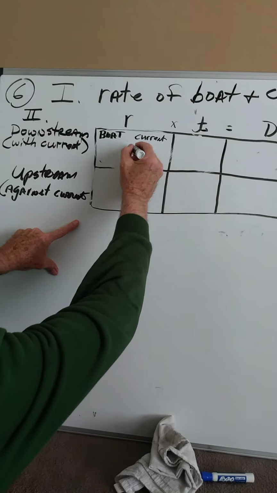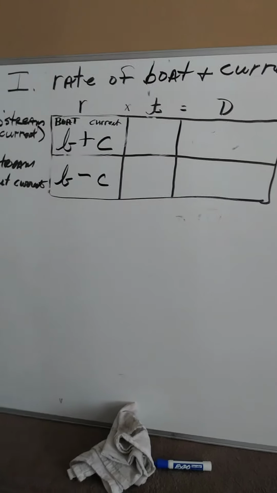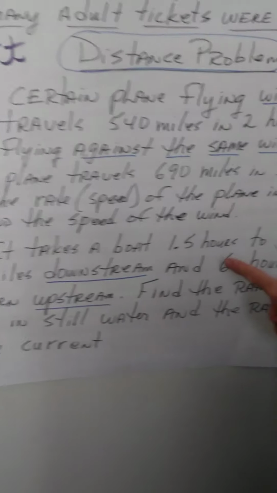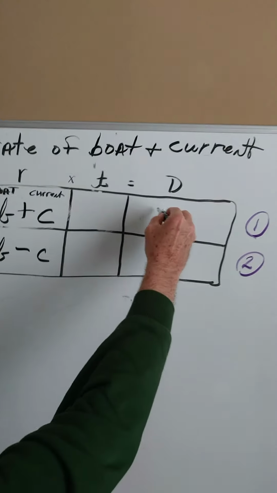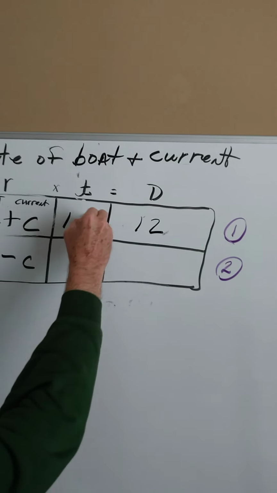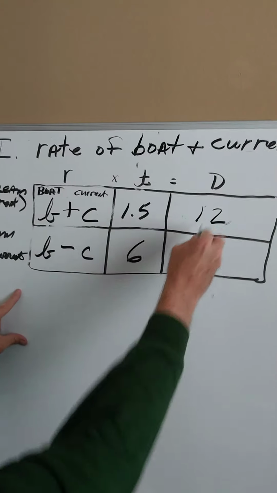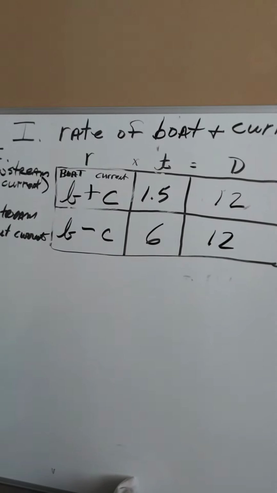Let's fill in the rate box. Downstream. Speed of boat, B, plus C. Going against the current or upstream, boat, but minus C. It's going to go slower. It's got to work harder. The time, well, here we go. It takes a boat 1.5 hours to go 12 miles down. 12 miles, 1.5 hours. 6 hours to return. 6 hours to return upstream, same distance. There it is.